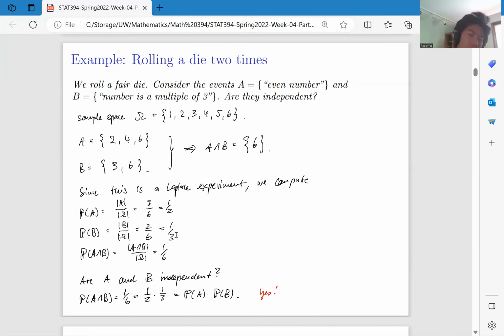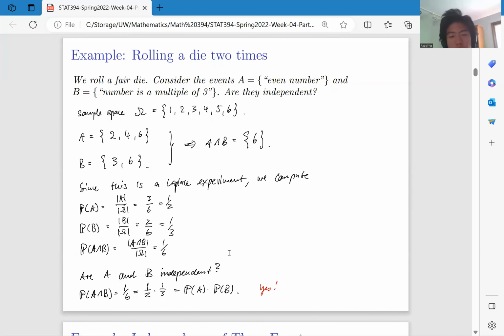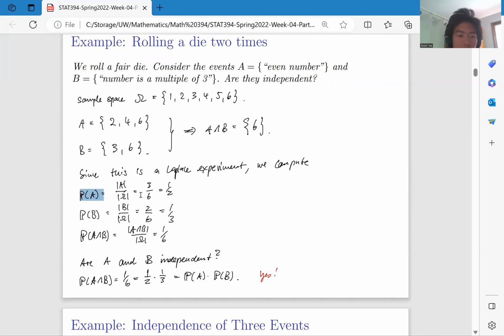So based on the formula above, we only need to do one thing to prove whether they are independent or not, which is to multiply these two terms together to test whether it equals 1/6, the P of A intersection with B. So are they independent? This is very simple, because 1/6 is equal to 1/2 times 1/3. So we have proved that they are independent. So the answer is yes.